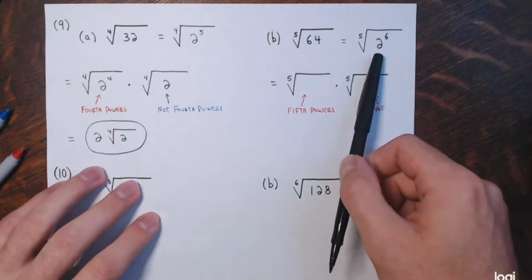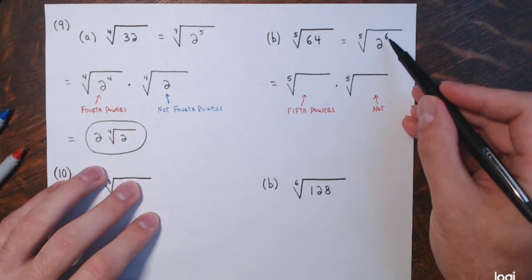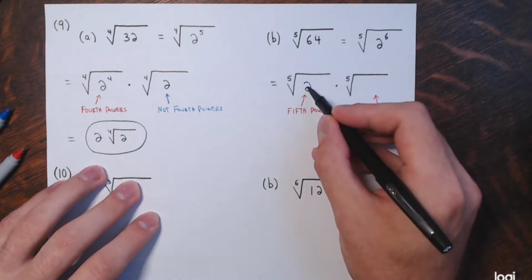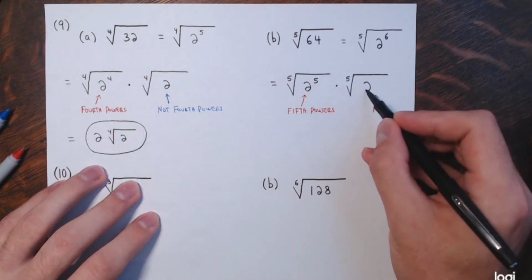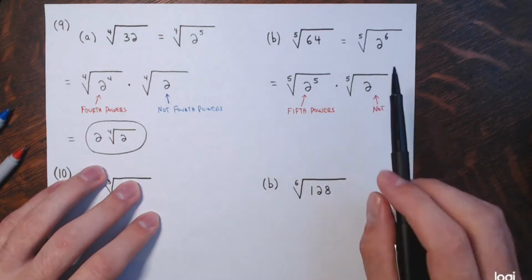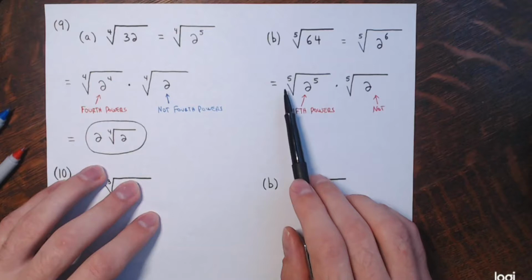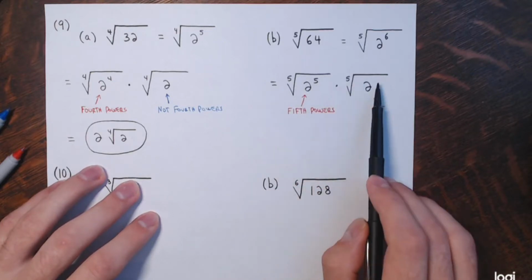So 2 to the 6. Now 6 is not a multiple of 5. So then you got to think, what's the largest multiple of 5 less than 6? That's 5. So I can break this up to 2 to the 5th, there's a fifth power, times 2 to the 1st, right? 2 to the 5th times 2 to the 1st, that's 2 to the 6th. So this fifth root of 64 is equivalent to the fifth root of 2 to the 5th times the fifth root of 2.